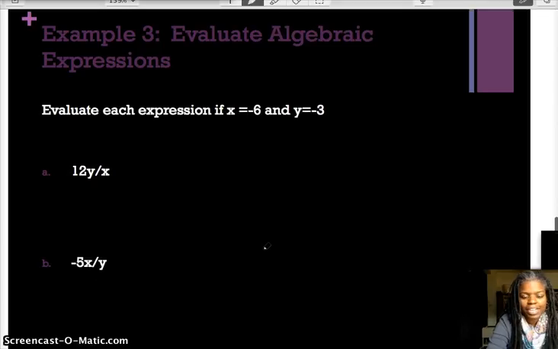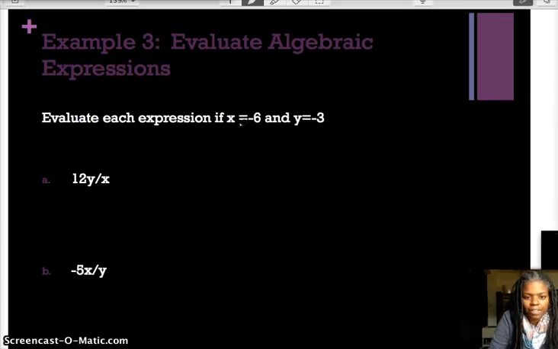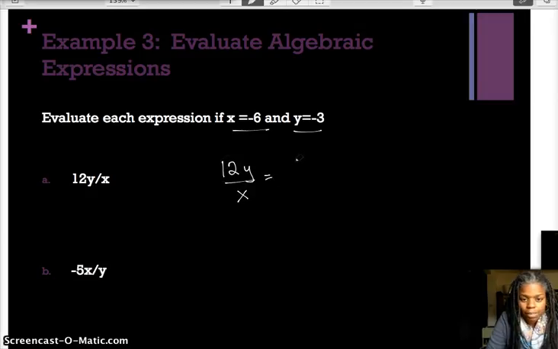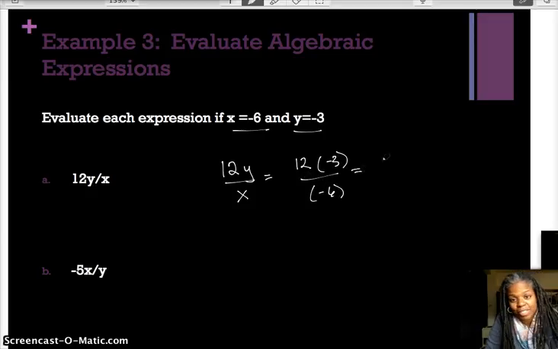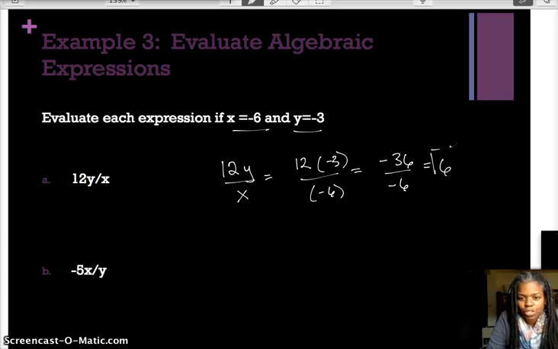Here we're going to evaluate an algebraic expression in example 3, given values for the variables. I hope that you can see clearly that x is equal to negative 6 and y is equal to negative 3. Let's get started. I have 12y over x. What I'm going to do is simply replace the variable with the corresponding numerical value. So I'm putting negative 3 in for y, and in for x I'm going to put a negative 6. Now I can simplify this. 12 times a negative 3 is a negative 36, divided by a negative 6. A positive times a negative is a negative, but a negative and a negative when I'm dividing or multiplying is a positive. So my answer is positive 6.